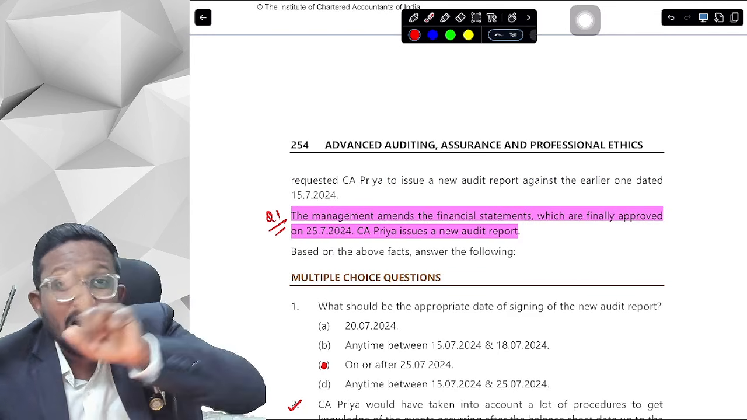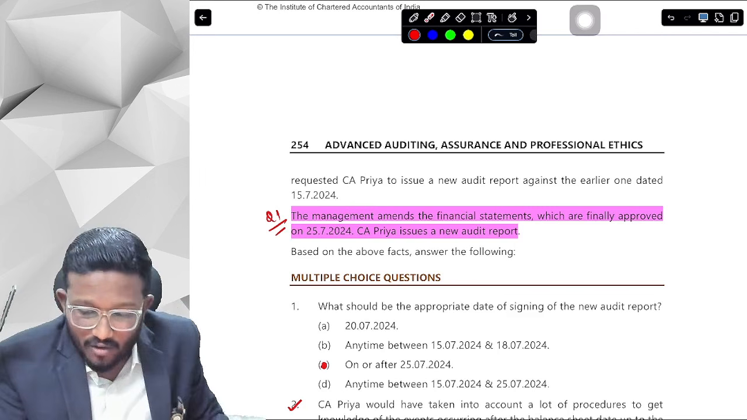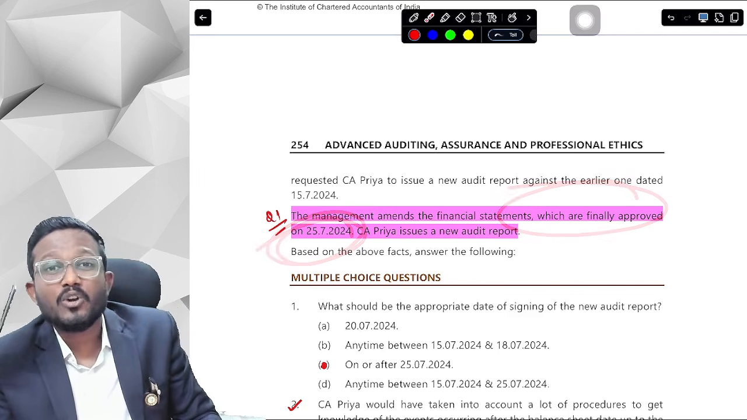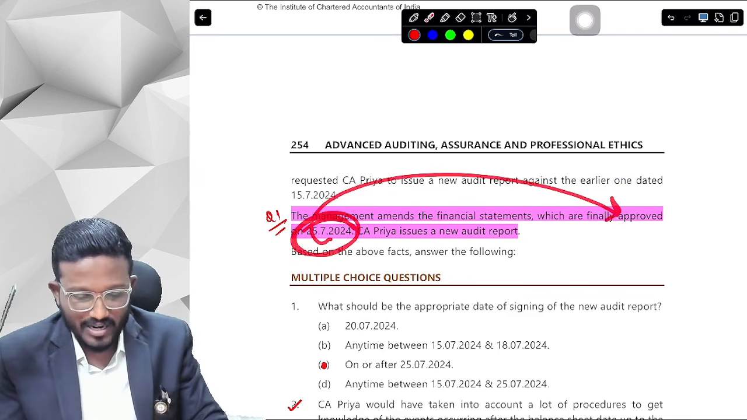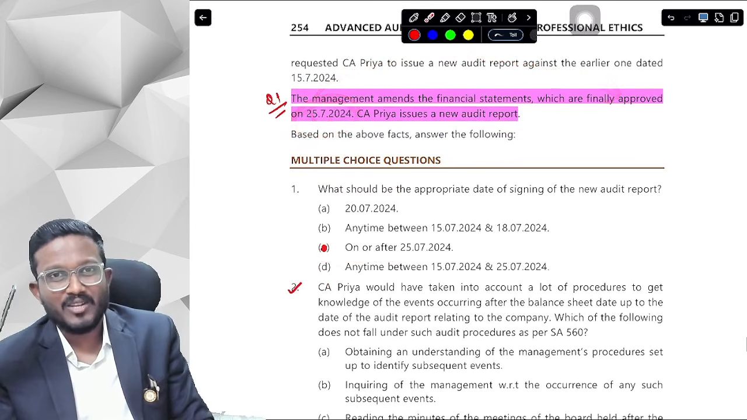It should not be earlier than the date of approval of the amended financial statements, which means that the date of the new audit report will be either 25th July or after 25th July. So on or after 25th July.